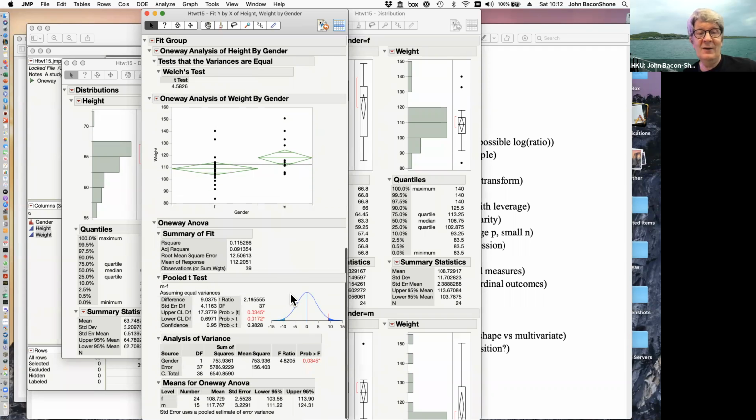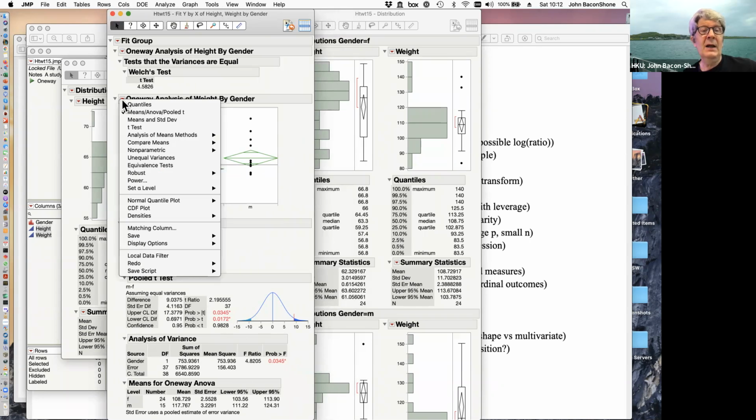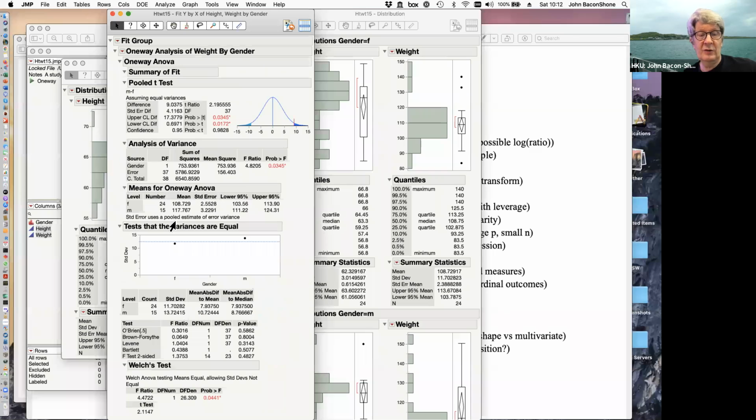Similarly, for weight by gender, the test assuming equal variances is significant at 0.03%, so not so strong. Again, we can say, I don't know whether it's equal variance or not. And then the significance level changes to about 4%. So in general, it's slightly less sensitive if we don't assume equal variances.